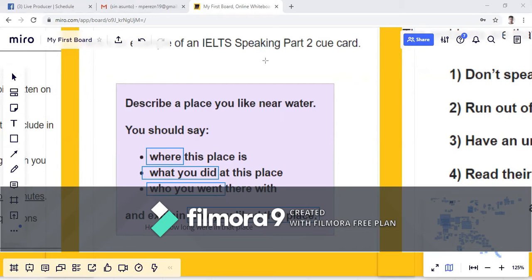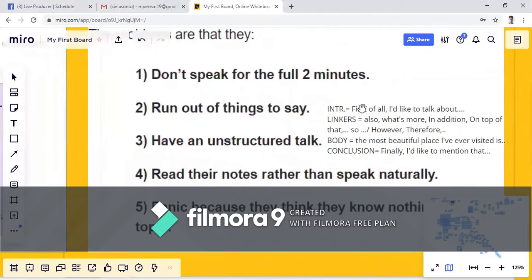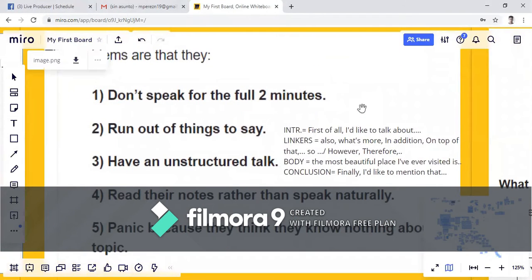Some problems that students have in this part. Some of the common problems. Sometimes they don't speak for the full 2 minutes. They run out of ideas. They run out of things to say. They don't know what else to say. That happens. Or they have an unstructured talk.